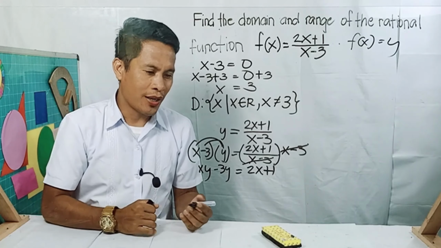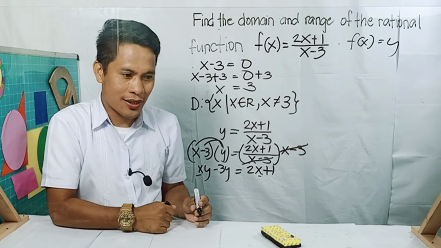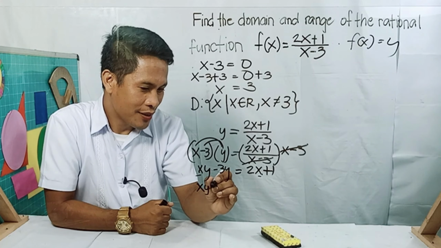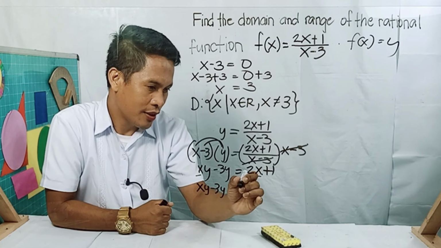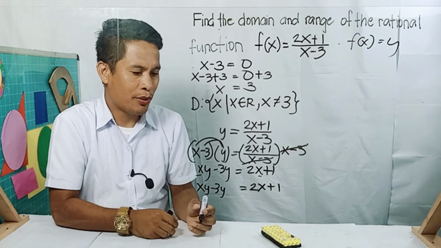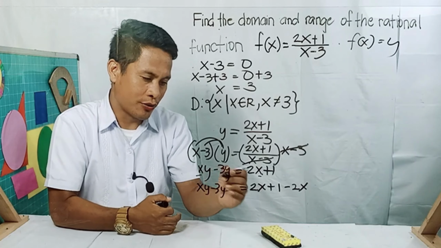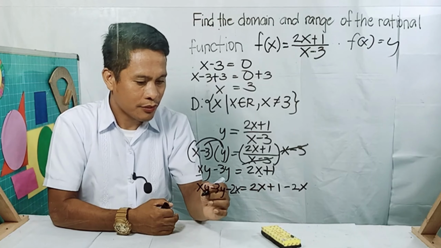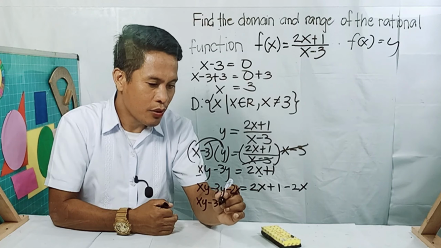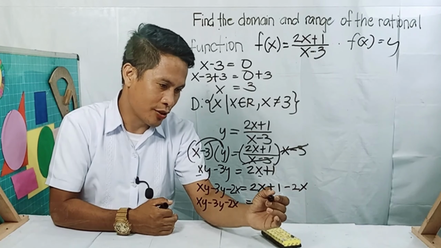Let's solve x in terms of y. So we will combine the terms that have variable x. Let's rewrite: xy minus 3y equals 2x plus 1. Let's apply subtraction property of equality. Let's subtract 2x on both sides of the equation. xy minus 3y minus 2x equals 2x minus 2x is 0. Bring down 1.